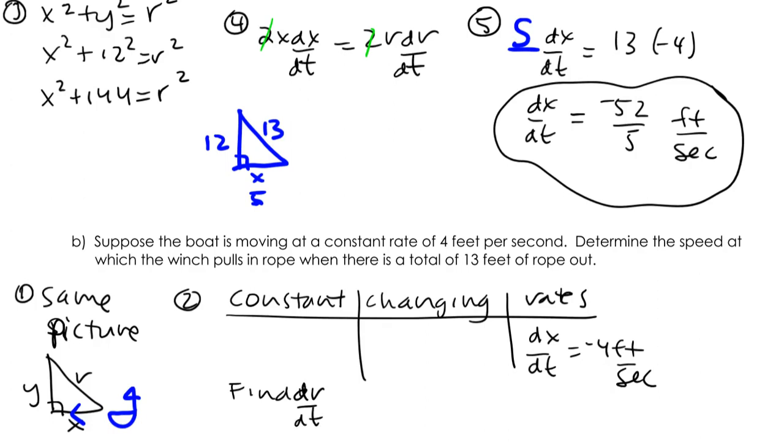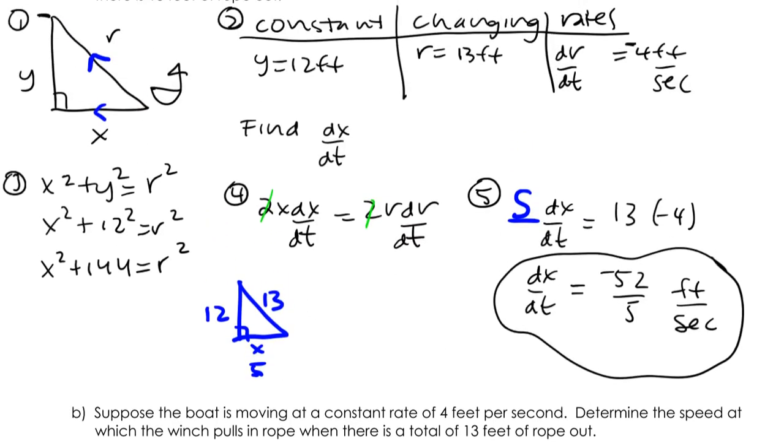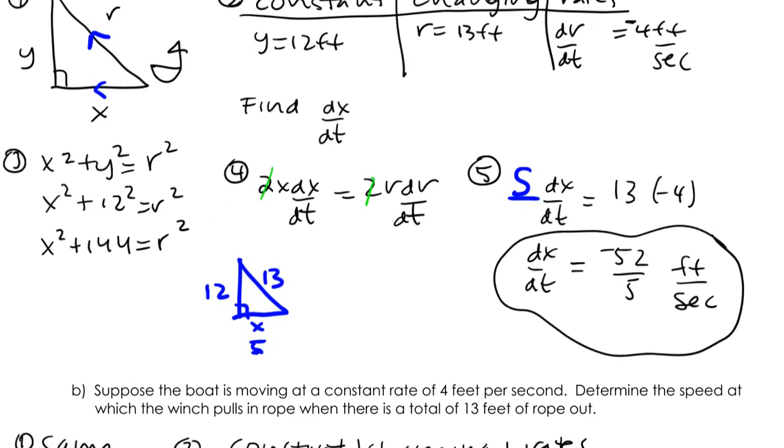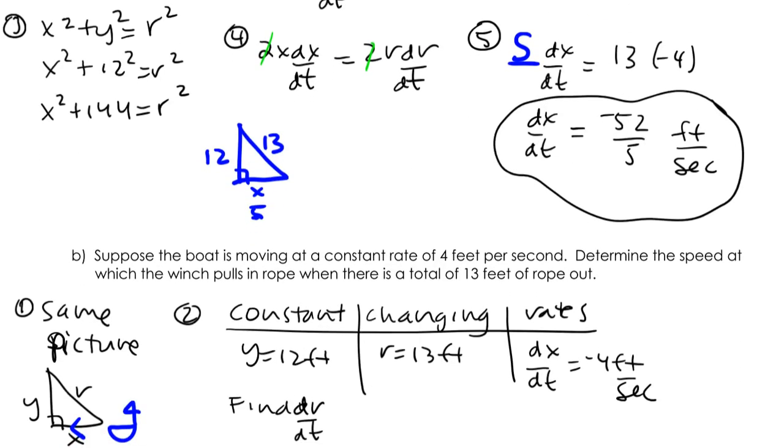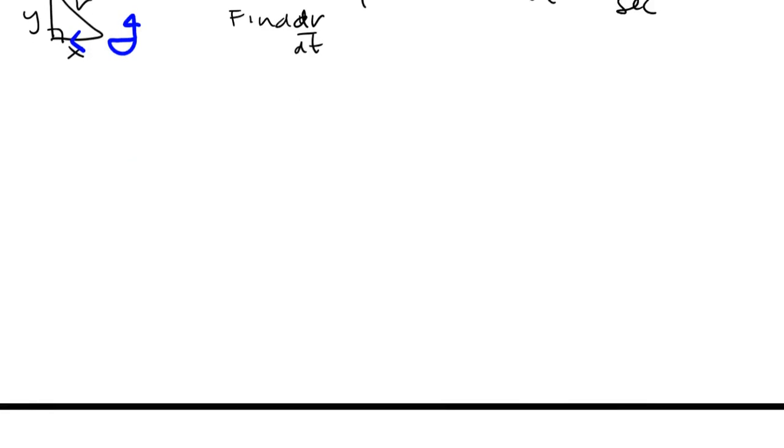when there's a total of 13 feet of rope out. So now r is 13 feet, and we still know that y is our constant. Look up above at the two charts. In this case, they gave me the speed at which the rope is pulled in, and in this one, they gave me the speed of the boat. So we have dr/dt above and dx/dt down here. I'm going to let you try this one on your own. It's very similar to the one above, and then you can check the completed notes for your work.